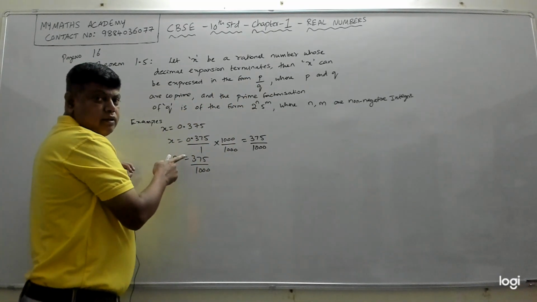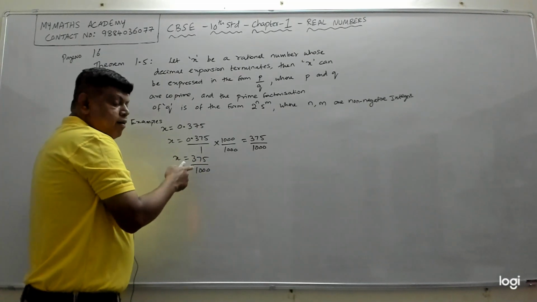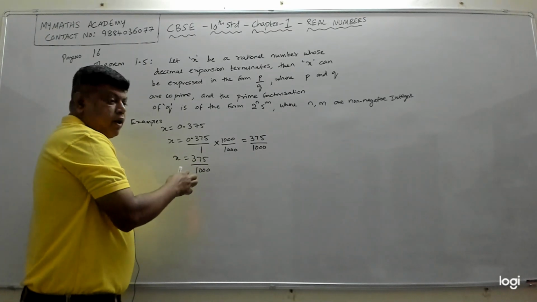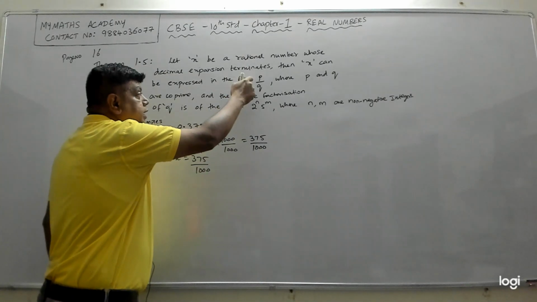Suppose we take this as p and this as q, they are not co-prime. Co-prime means we have some common factors. You have to simplify this. After simplifying the fraction, whatever fraction you get should be taken as p by q.